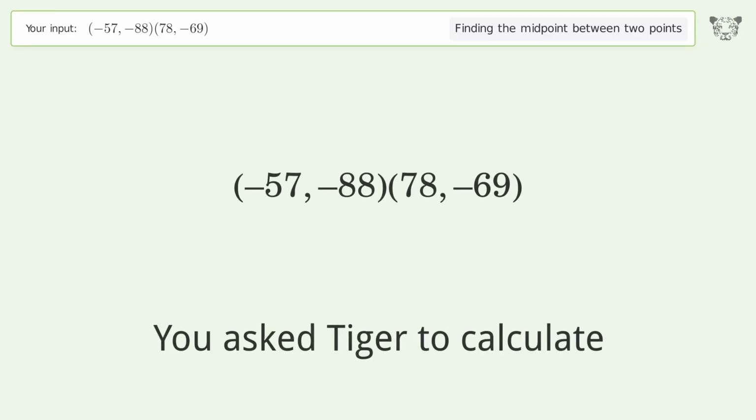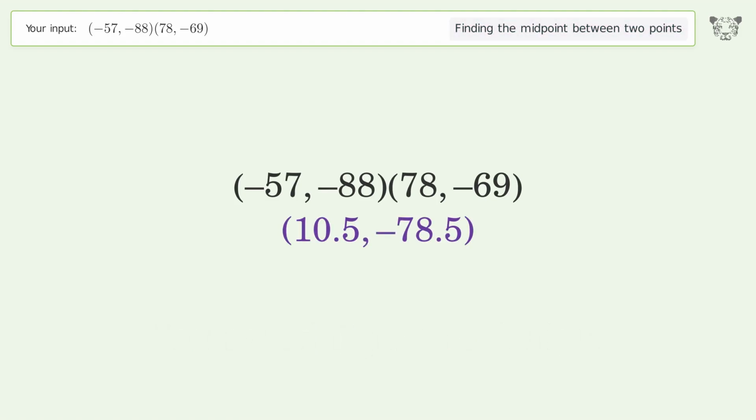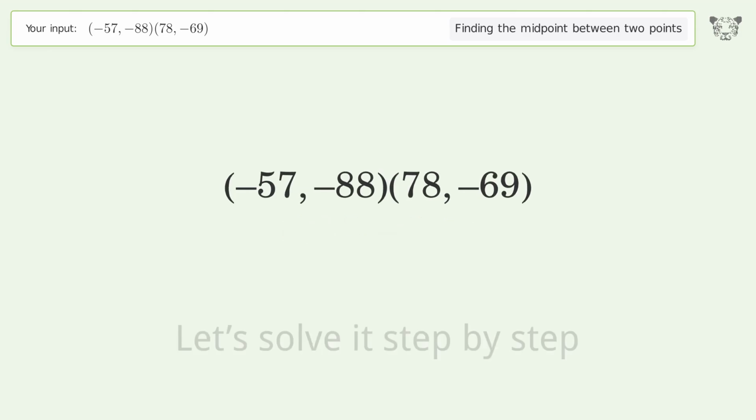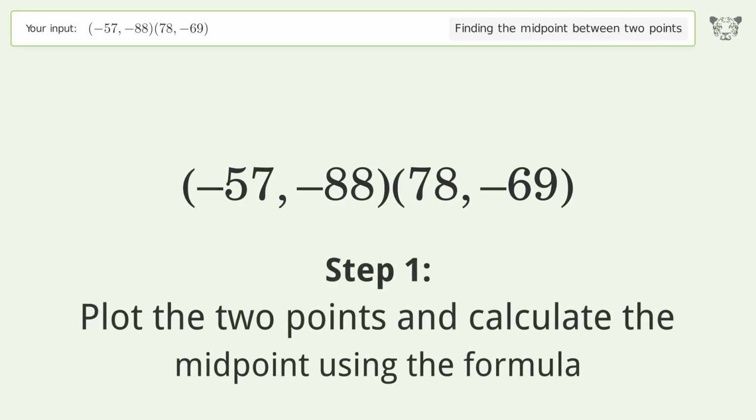You ask Tiger to calculate. This deals with finding the midpoint between 2 points. The midpoint between the 2 points is 10.5, negative 78.5. Let's solve it step by step. Plot the 2 points and calculate the midpoint using the formula.